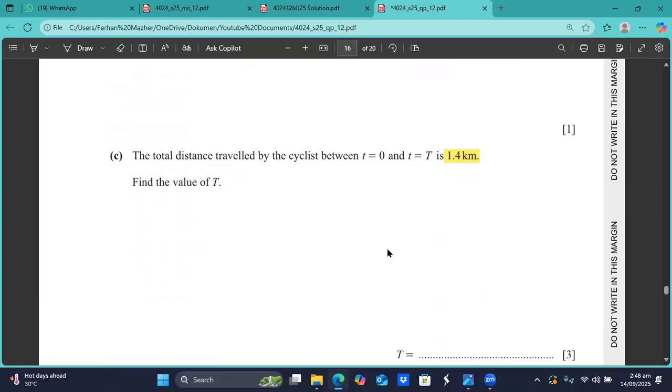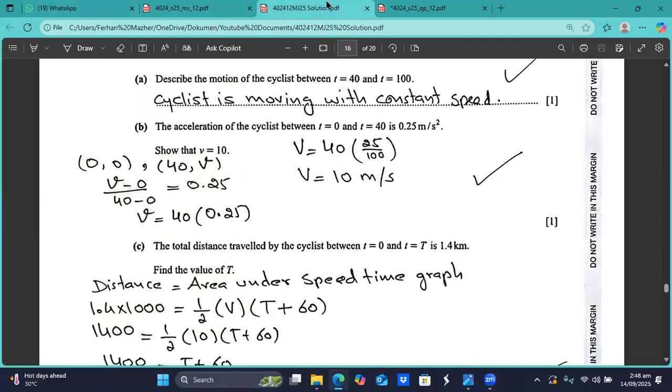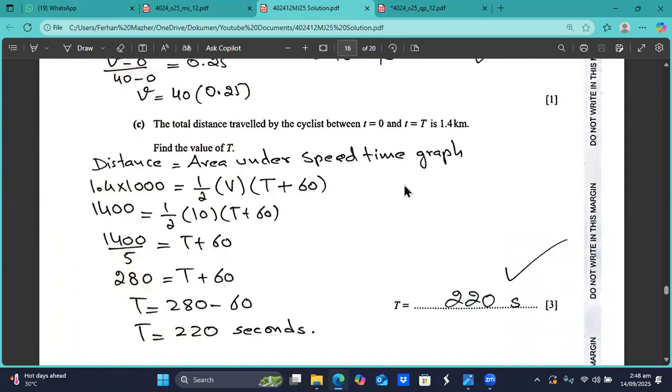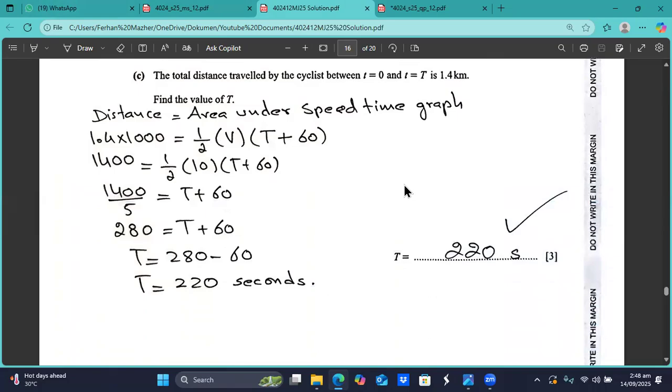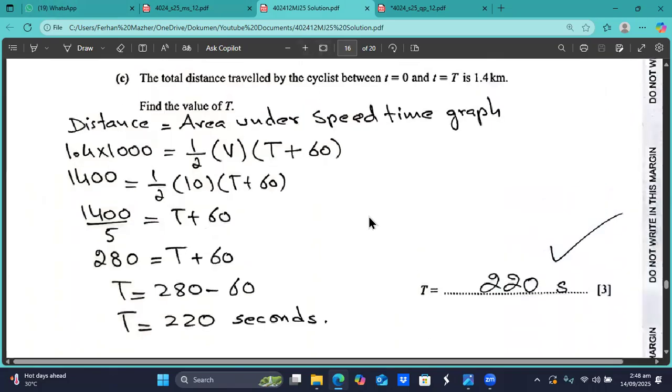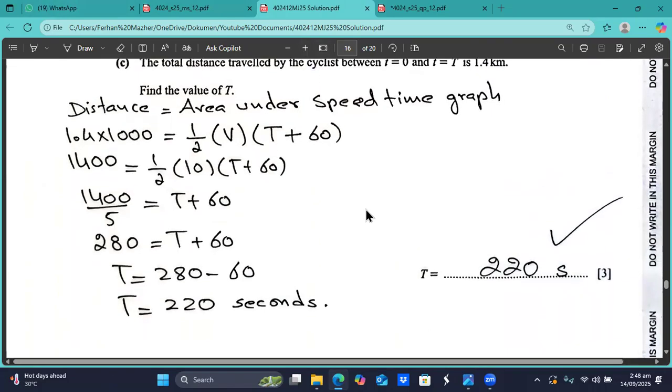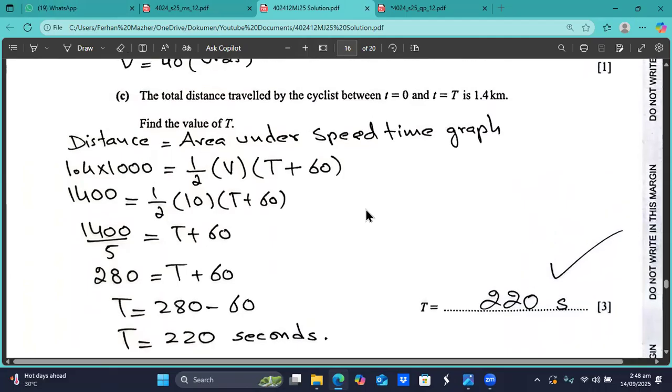So then it's a 3 marks question. We can find the value of the capital T. So here we go. Here we have distance equal to the area under the speed-time graph. The distance is 1.4 multiplied by 1000. I converted this into meters. The formula is 1 by 2 into height into sum of parallel sides. The height here is V. The lower side is T and the upper side is 60. These are the two parallel sides.